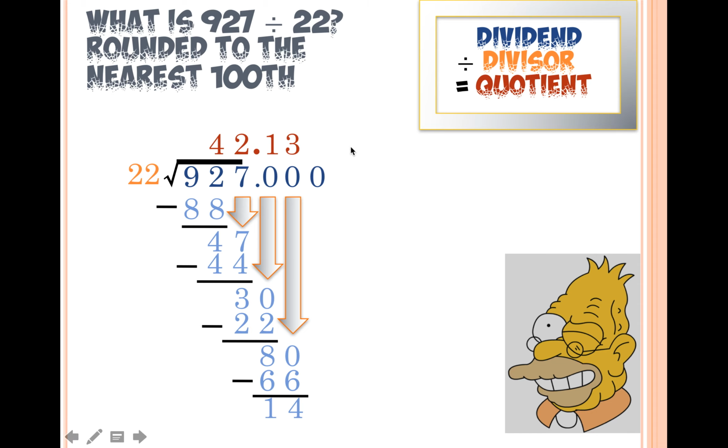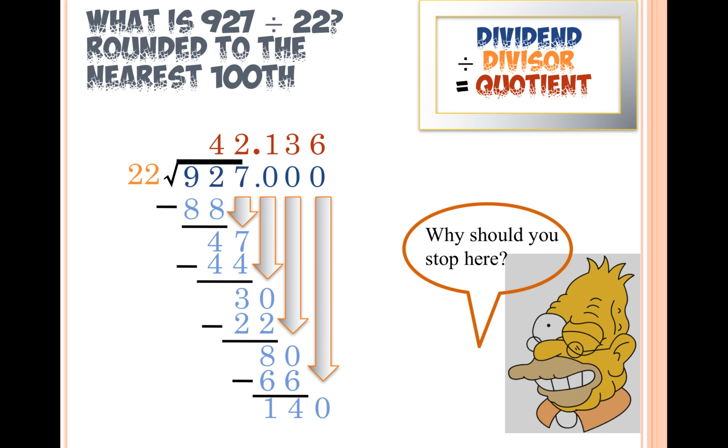If we're rounding to the hundredths place, we now know it's either going to be 42.13 or 42.14, but we need this digit in the thousandths place to tell us whether to round up or not. So we've got to add a 0, bring it down, get 140. 22 goes into 140 6 times, and we're going to stop there. Why should you stop there? Because we already have enough information to round to the nearest hundredth.